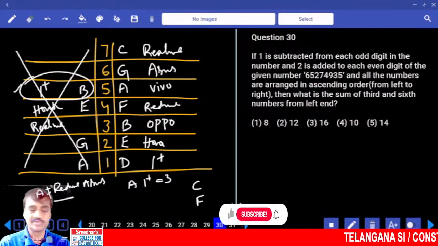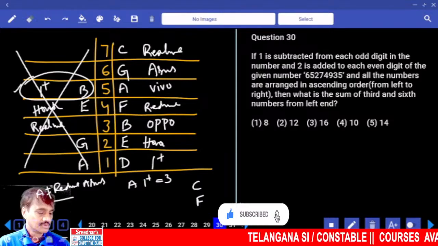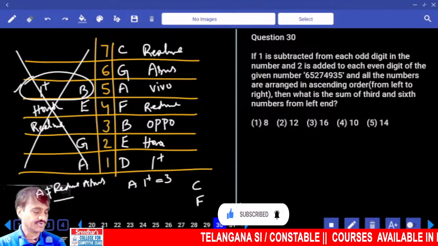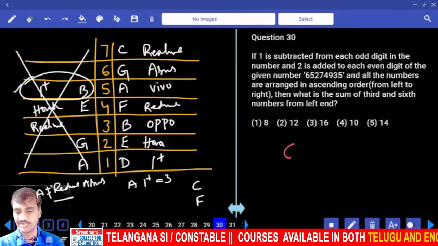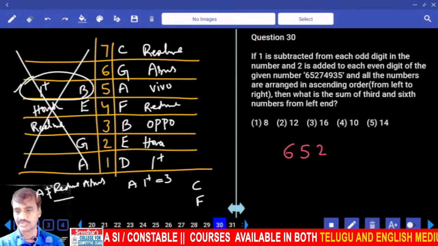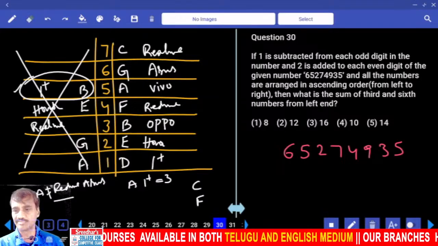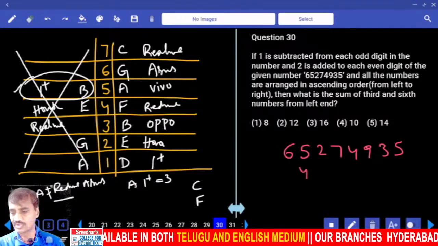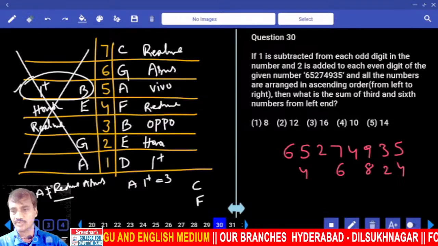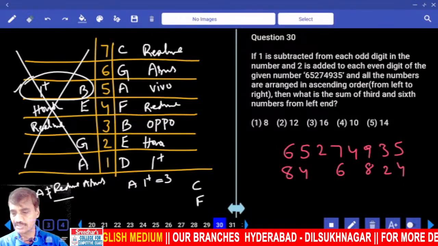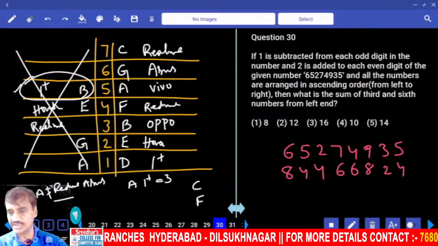Next, coming to question number 30. Now in this 30th, what is given here? 1 is subtracted from each odd digit. What is the number we have? 6, 5, 2, 7, 4, 9, 3, 5. Now here, 1 is subtracted from each odd digit. This is 4, 6, 8, 2 and 4. And 2 is added to each even digit: 8, 4, 6. Then all the numbers are arranged in ascending order.